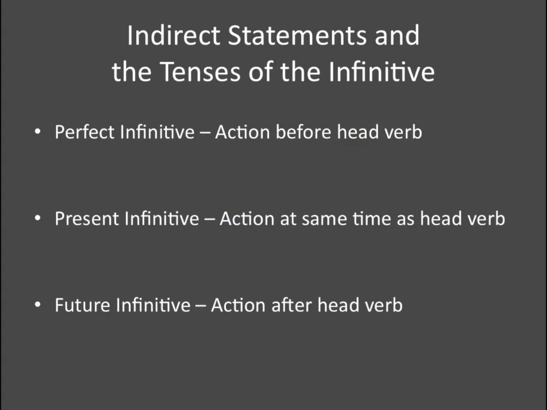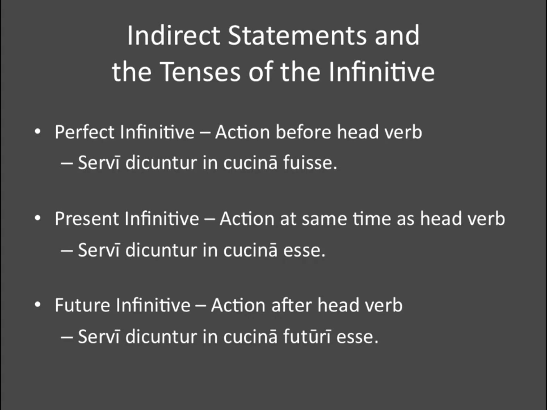Note that when you translate different tenses of the infinitive, you will have to adjust the tense of the reported speech. The present infinitive happens at the same time as the head verb, the perfect infinitive happens before it, and the future infinitive happens after the head verb. Let's look at the second example with the three different tenses of infinitives. We have already translated servi dicuntur in cucina esse. The slaves are said to be in the kitchen. Note how, with the present infinitive, the slaves are in the kitchen at the same time that someone mentions them.